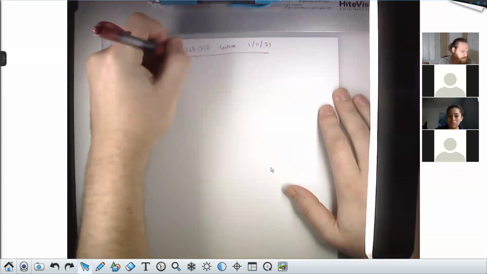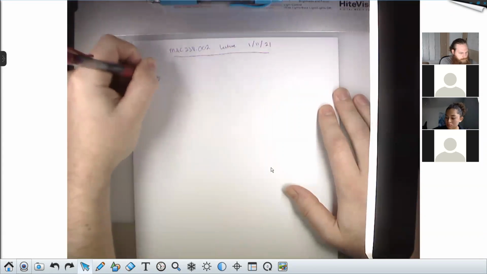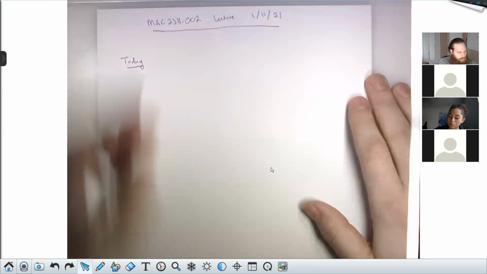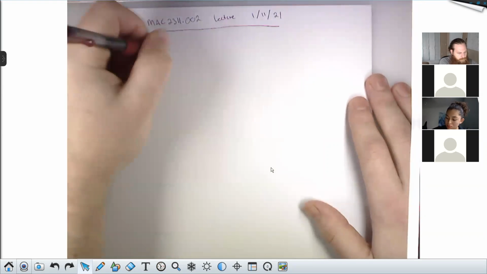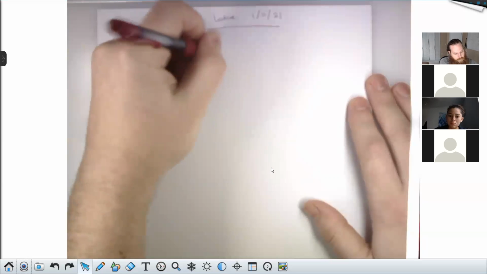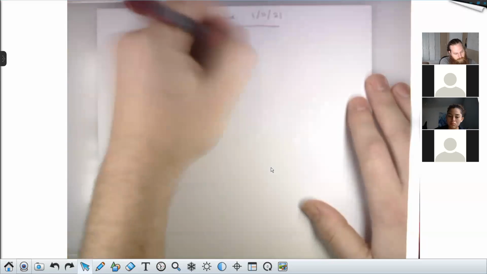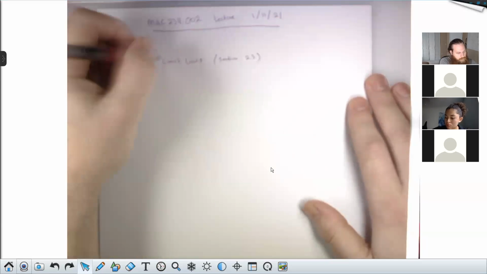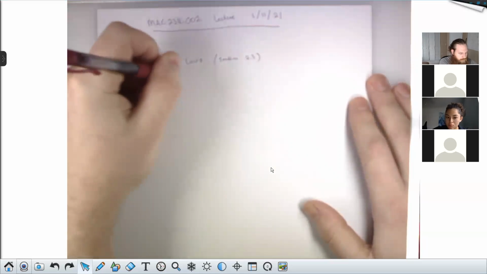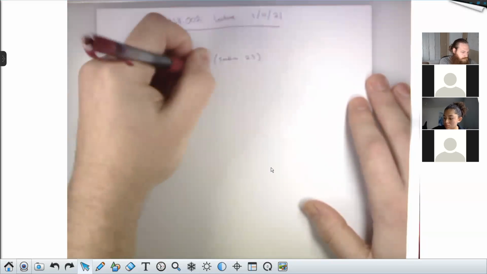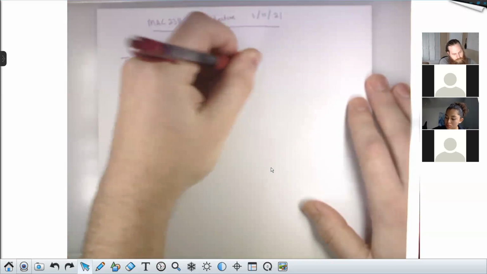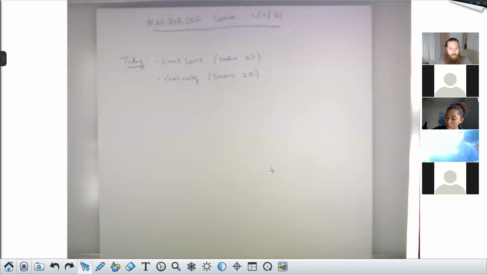Okay, so welcome back to Calc 1. Today, we're going to talk a little bit more about limits. Specifically, we're going to learn some laws for limits. This is section 2.3. And then if there's time, we'll make that connection to continuity that we talked about last week. This is section 2.5. And the other topic for this week is going to be limits at infinity.